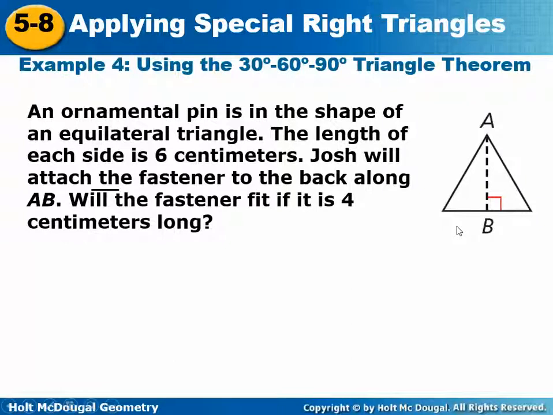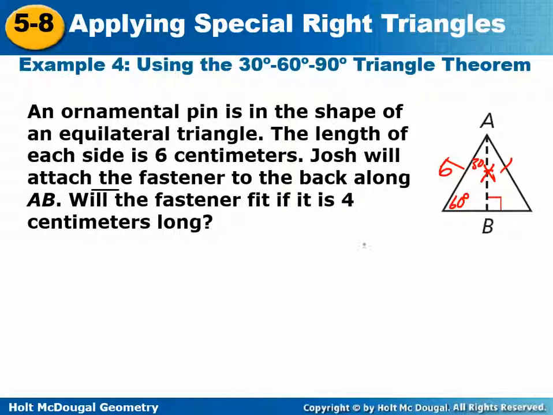Here's an application problem. It says that we have a pin in the shape of an equilateral triangle, and an equilateral triangle is the 30, 60, 90 triangle. This will be 30 because half of 60 is 30. This will be 60 because in an equilateral triangle the base angles are each 60. So we have a 30, 60, 90 triangle. Josh will attach the fastener to the back alongside AB. Will the fastener fit if it is 4 centimeters long? The basic question is, okay, this is 6. We want to find this side here and see if it's less than or more than 4.